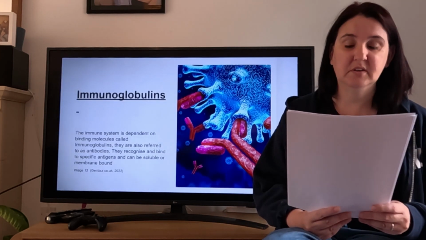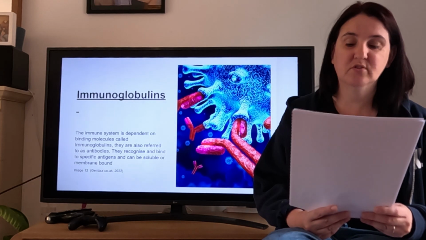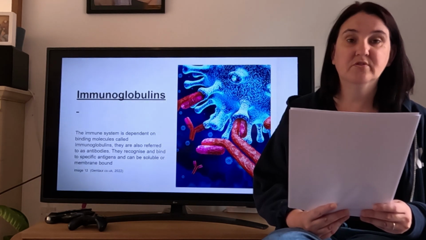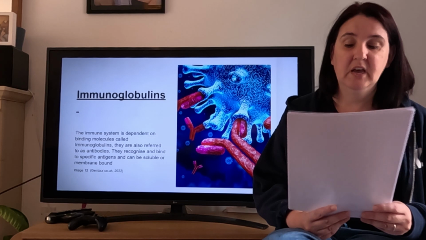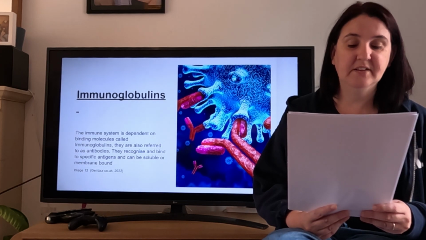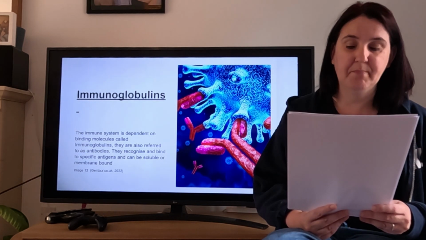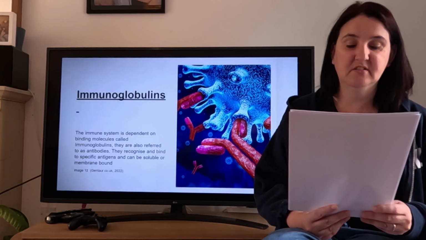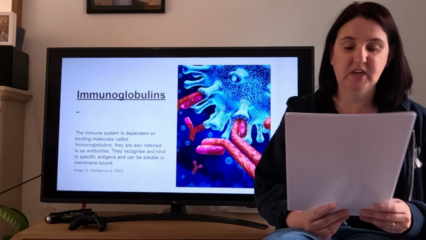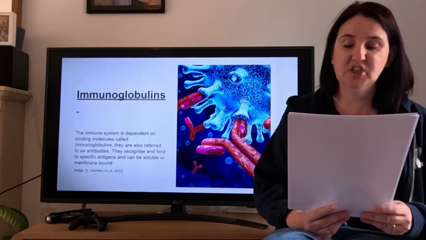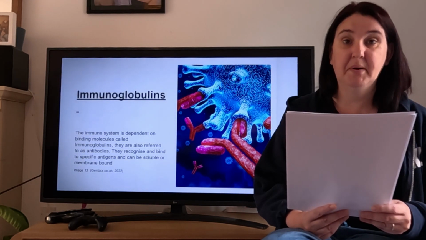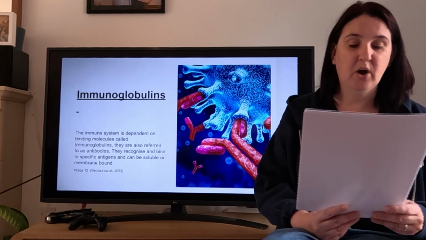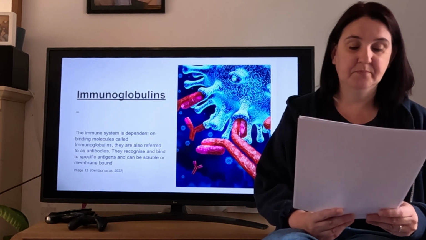The immune system is dependent on binding molecules called immunoglobulins. They are also referred to as antibodies. They recognise and bind to specific antigens and can be soluble or membrane bound. Each immunoglobulin is made up of 4 polypeptide chains consisting of 2 heavy chains and 2 light chains. These are arranged in a Y shape with the top of the Y forming the antigen binding site. There are many different types of immunoglobulin.